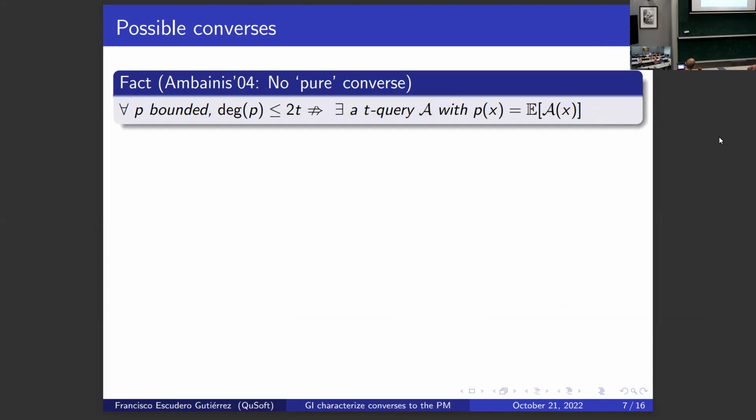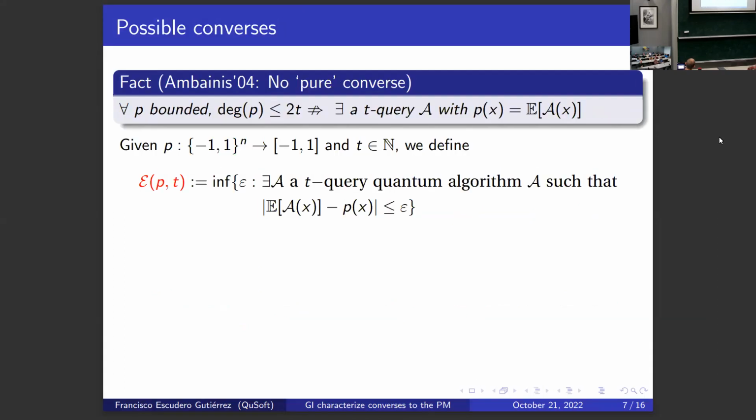And now what I'm going to do is introduce a quantity that is not so mentioned in the literature, but is a very natural quantity to define. And this is the quantity that is going to allow us to state our results in a more compact way. And also it is the quantity that we are going to be able to analyze with our techniques. This quantity, given a polynomial P and a number of queries T, is the error of P, T. And the error of P, T is defined as the minimum error that you can make when approximating P using T-query quantum algorithms.